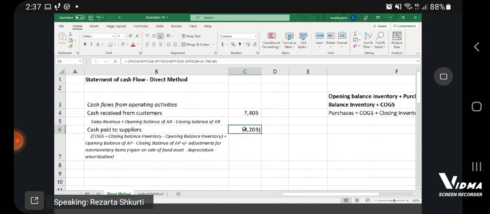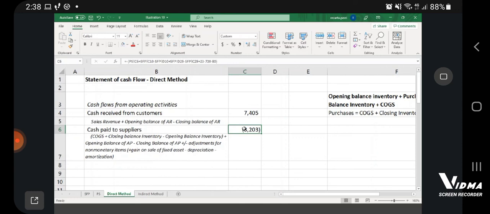Again, I used Excel formulas, very easy to manage. In case you don't know how to use Excel very well, you have to learn it because it's very helpful for the work in finance and accounting. So we calculate cash paid to suppliers. Remember, it's the most complicated item in the direct method because it involves a lot of adjustments.